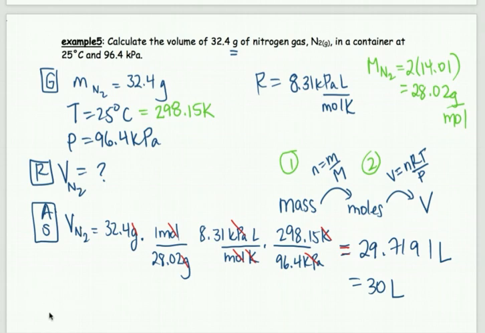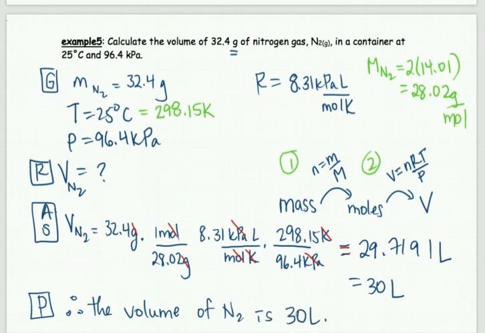Then make a therefore statement. Therefore, the volume of nitrogen is 30 liters. Okay, unit analysis is done.